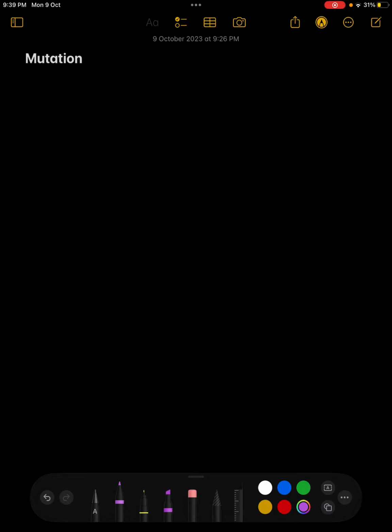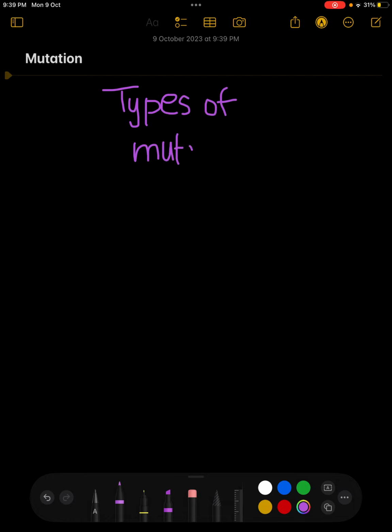So in my previous video we discussed the overview of mutation, what it actually is. So today we'll discuss the types of mutation. According to this classification, the types of mutation are basically two.